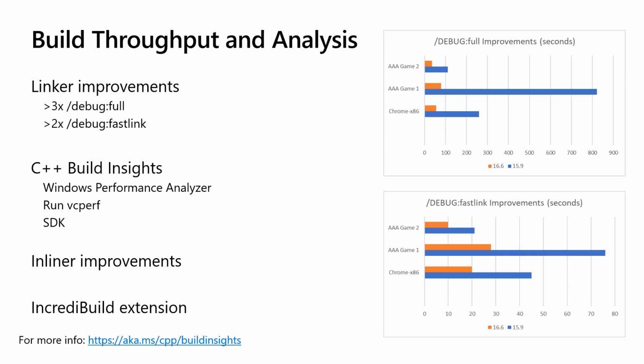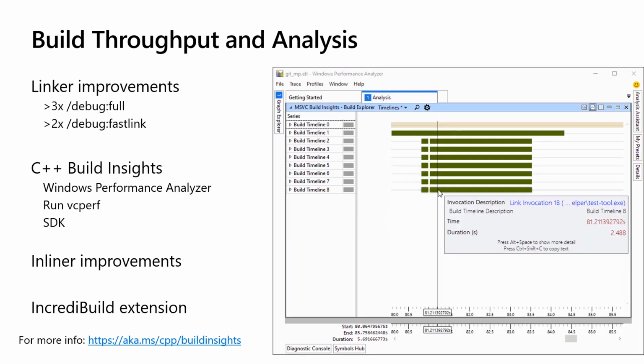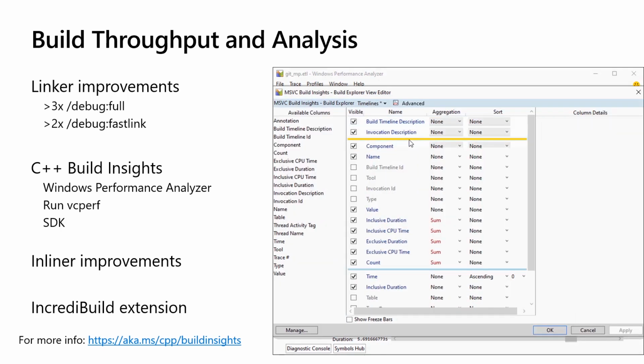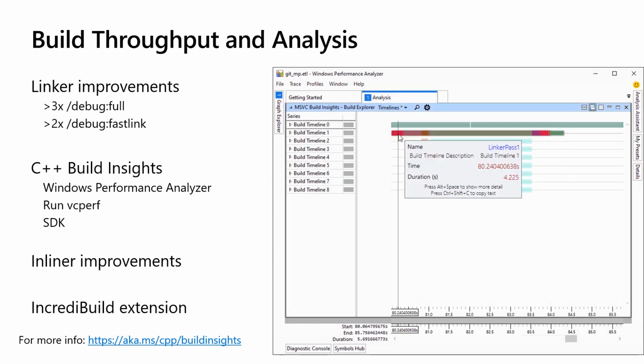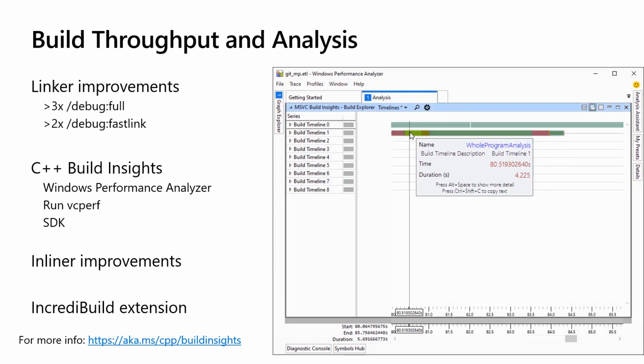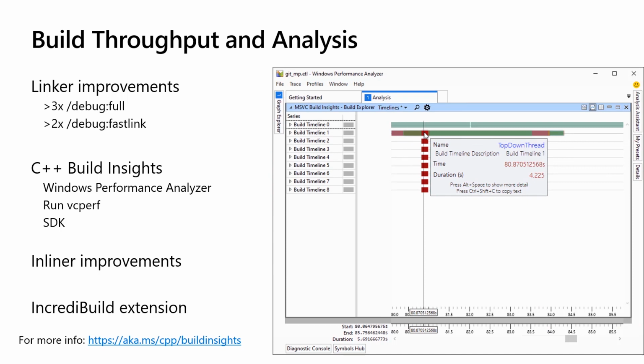We've also given you the ability to analyze your builds and get build insights better than ever before. So that's with our C++ Build Insights tool. We can see it in action here. This provides visibility into the MSVC toolchain, and it answers things like, what is my compiler doing? Are my builds sufficiently parallelized? Is there a bottleneck? What should be in my PCH, and more.